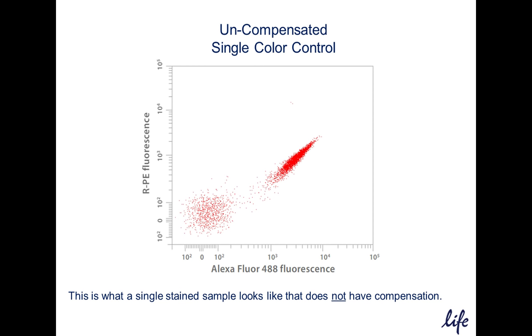This is what a single stained sample looks like that does not have compensation applied. These same cells also emit fluorescence into the RPE channel, which results in an apparent upward shift of this population when there is no compensation applied. The signal occurs because the tail of the Alexa dye has the right wavelength range to be collected in the RPE detector. This incidental collection of Alexa Fluor 488 fluorescence in the RPE detector would erroneously increase the amount of RPE signal assigned if left uncorrected.